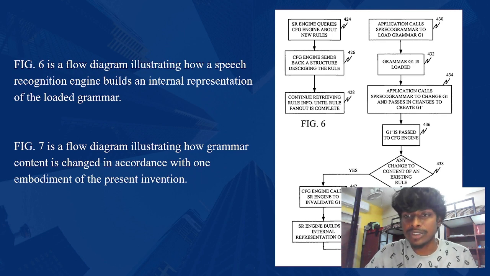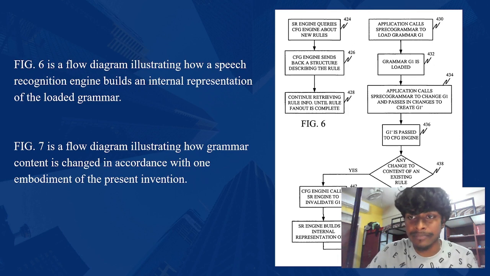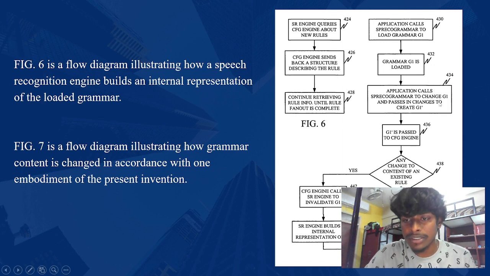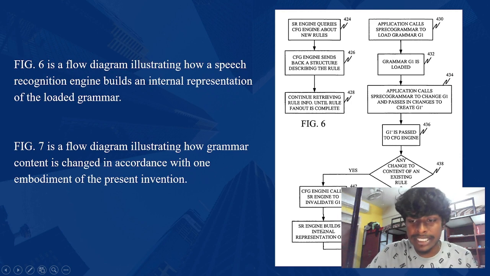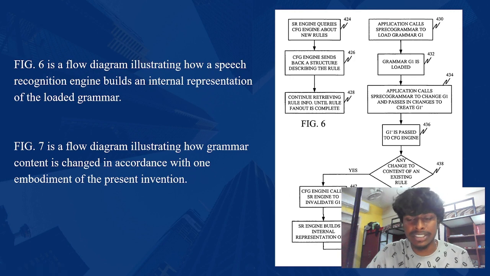So figure 7 shows us in detail all the steps, starting from 430 till it goes to return. As we can see from here, grammar G1 will be loaded, and then addition calls, and then G1 is passed, and any change of context. If there is a change, then we'll go to the yes part and proceed in this manner, and if no, we'll go to CFG engine calls SR engine, and then finally it returns. So this is what figure 7 describes.